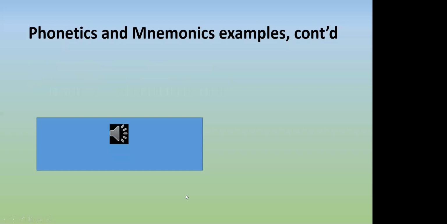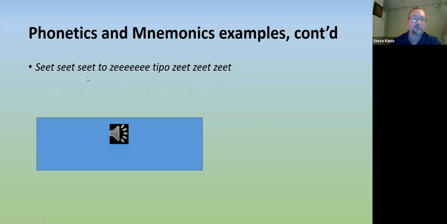One more example, and again to show you kind of how complicated some of these get. This is one of the descriptions from one of the bird books. C-C-C-2-Z-Tippo-Z-Z-Z. Now, if any of you can figure out what that is from that description, I bow to you. But the reality is, that's a tough one. So let's listen to the song first.